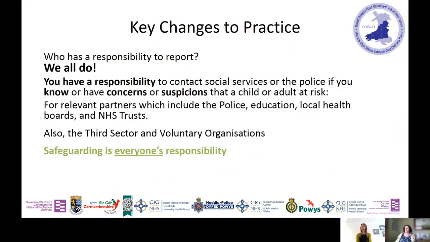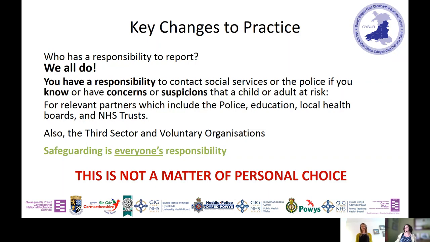So who has a responsibility to report? We all do. We all have a responsibility to contact social services or the police if you know or have concerns or suspicions that a child or adult is at risk. The relevant partners include police, education, local health boards, NHS trusts, also the third sector and voluntary organisations. Safeguarding is absolutely everybody's responsibility. It is not a matter of personal choice.